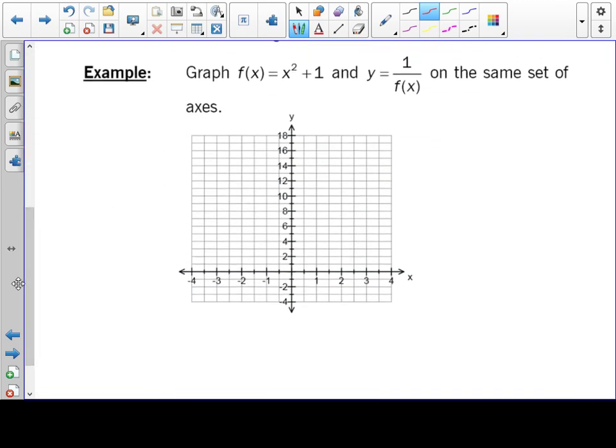Next example. Now we're going to look at what x squared plus 1 would be, and what 1 over that would look like. So x squared plus 1 would be starting right here, and then up to here. Oops, already messed it up. See if I can do better. No, here.